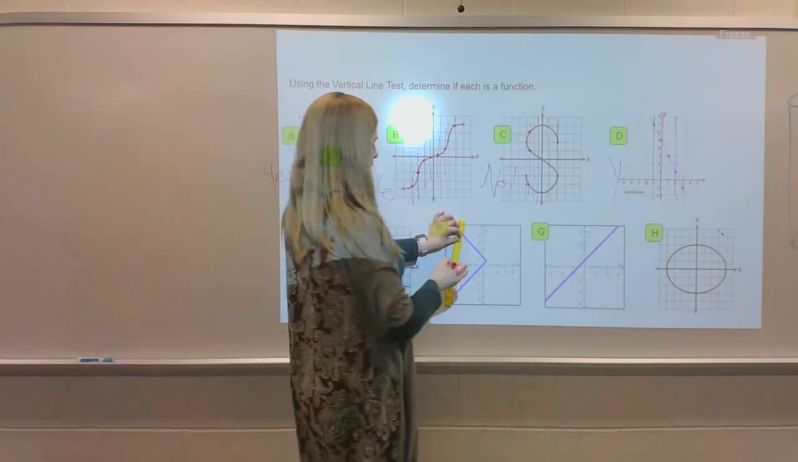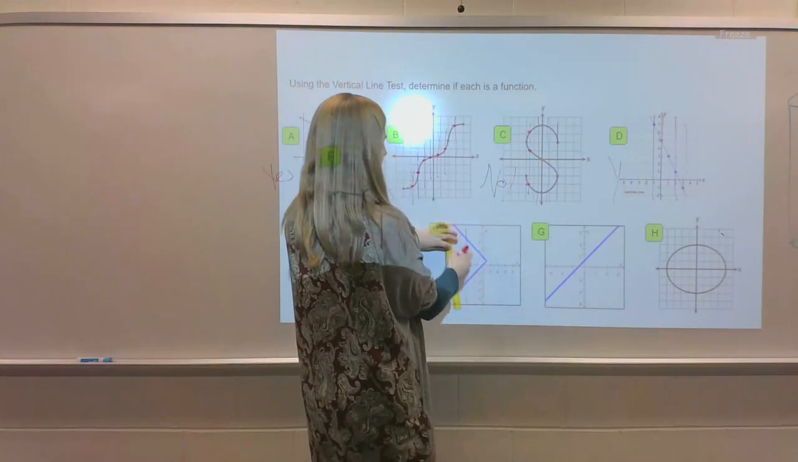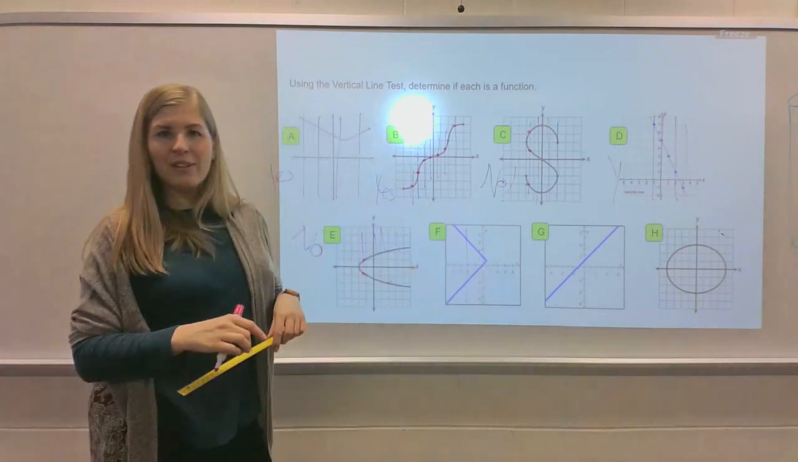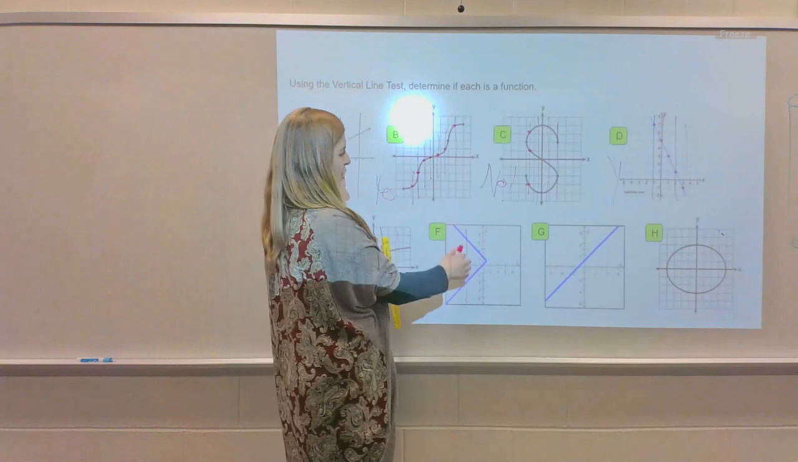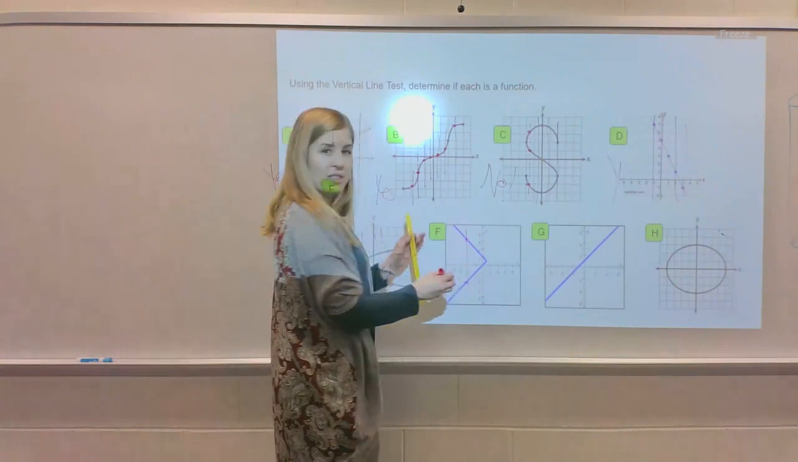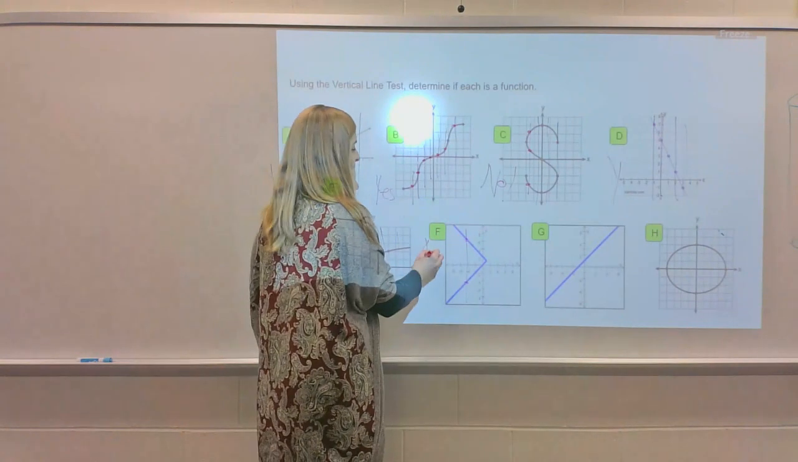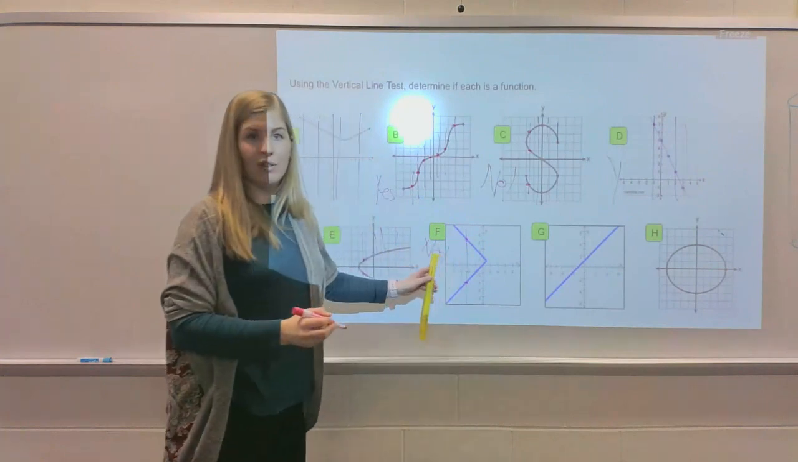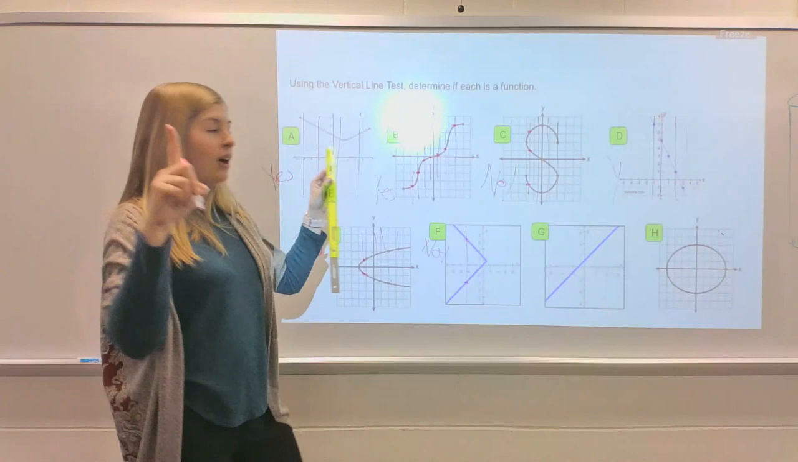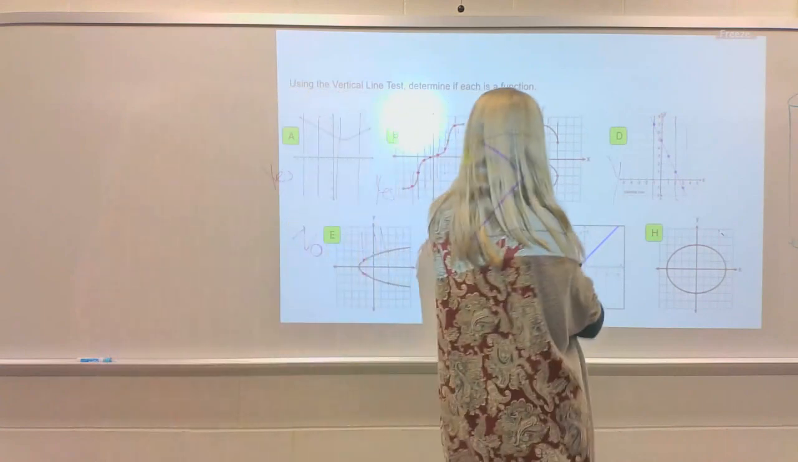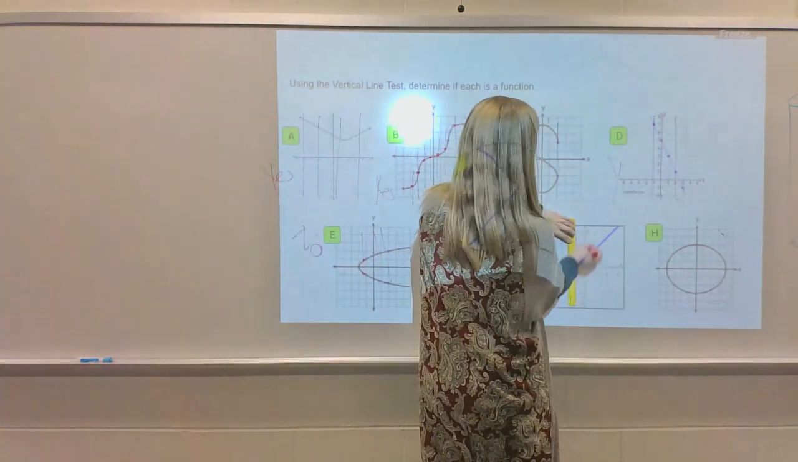Okay? Let's see about this one. Say greater than, less than, pointed arrow sign. So when I did a vertical line, it hit the graphed line more than once. So this is not a function. Not a function. Can only pass the vertical line test if the vertical line only goes through the graphed line once.